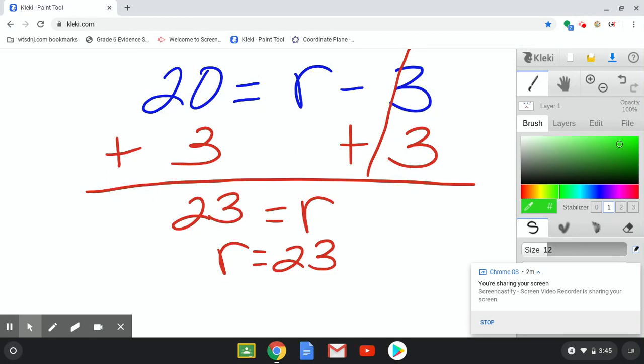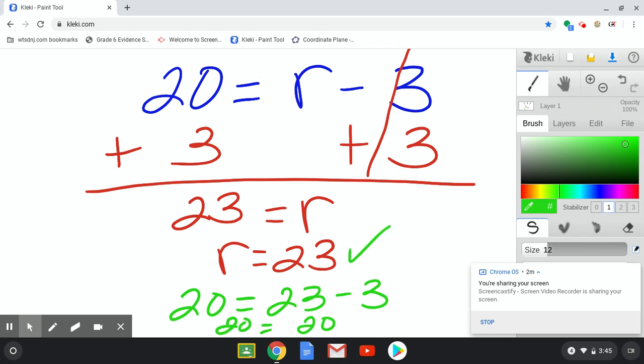To double check to make sure you're correct, you're going to plug that 23 back into the original equation. So 23 minus 3 ends up equaling 20. 20 is equal to 20. We know our answer is correct. All right, so that was solving a subtraction equation. Now let's try solving a multiplication equation.